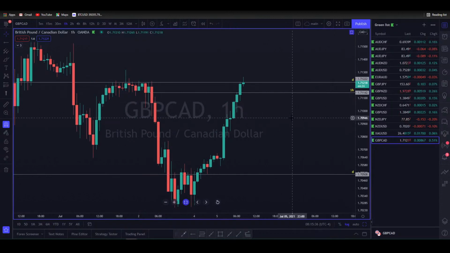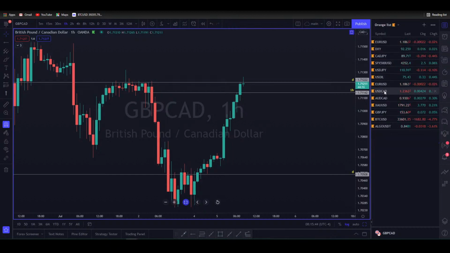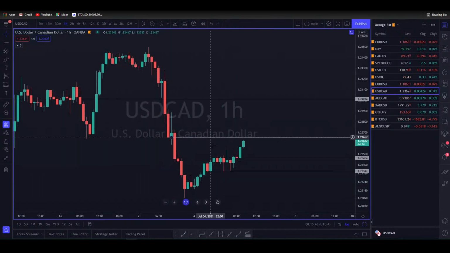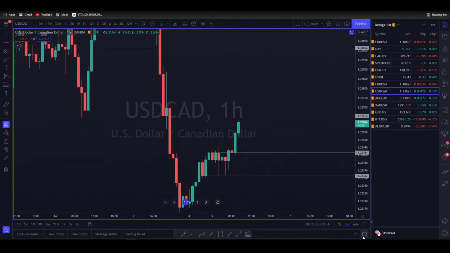Let's go look at USD CAD. I thought it was on this one. There it is. USD CAD, I took a trade on this morning right here. I was looking for shorts, but then as soon as I popped over here to the hourly chart and saw that you had this hourly close, let's go over here.